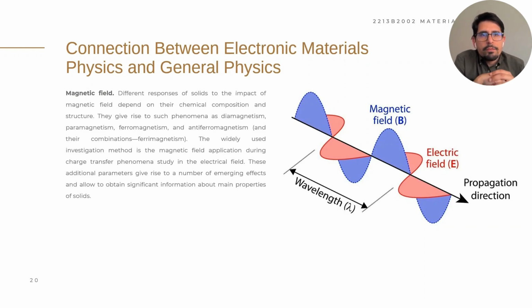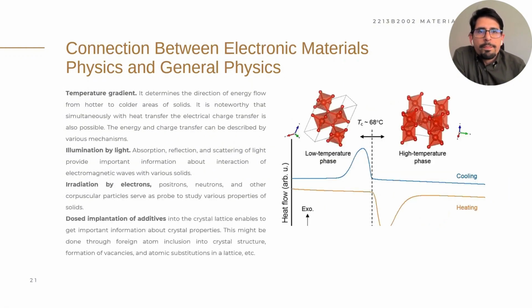Depending on their chemical composition and atomic structure, solids exhibit different magnetic properties. They are classified as diamagnetism, paramagnetism, ferromagnetism, and antiferromagnetism. Magnetic fields are widely used in electronic materials research, particularly for studying charge transport phenomena. Understanding these effects is essential for designing efficient sensors, memory storage devices, or electromagnetic shielding systems.